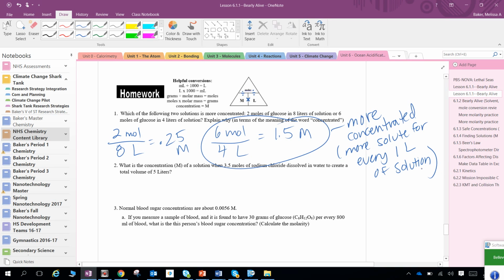Okay, what would the concentration be for number 2 if you've got 3.5 moles of sodium chloride dissolved in 5 liters? Well, the way to calculate molarity is to take moles divided by liters. So in this one, they had it set up pretty nicely for us. We can just divide the 2 numbers, and I get 0.7 molar. To be thorough, I should include my chemical, sodium chloride.